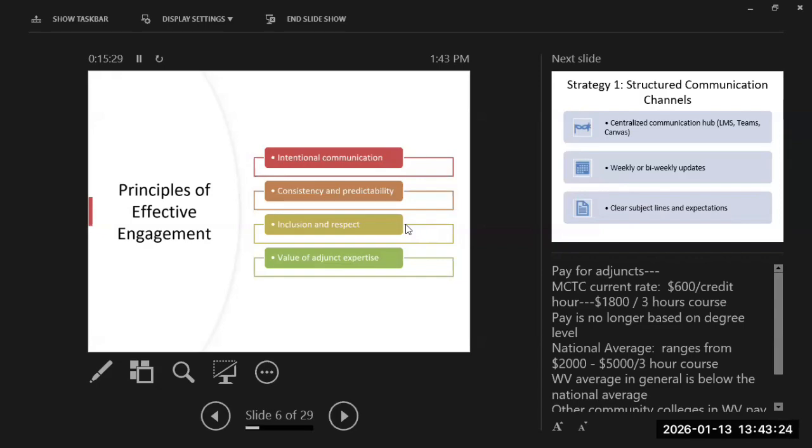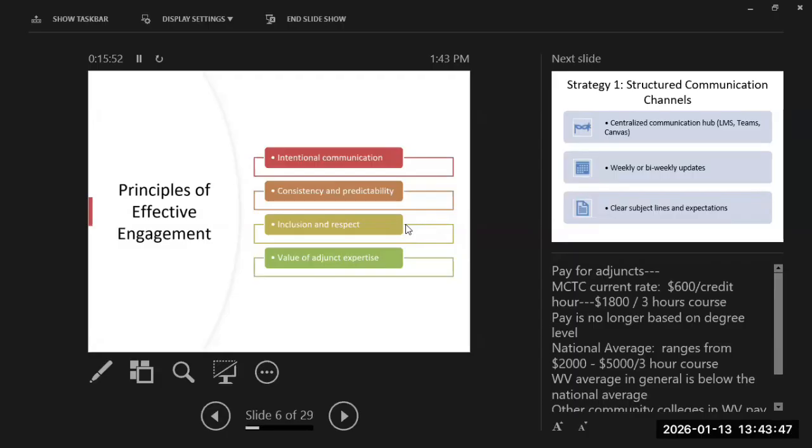This one, people engage more when they feel like what they bring to the table matters. And what they bring to the table is something that we really feel is valuable to the institution and to our programs. So how do we make them feel valued?